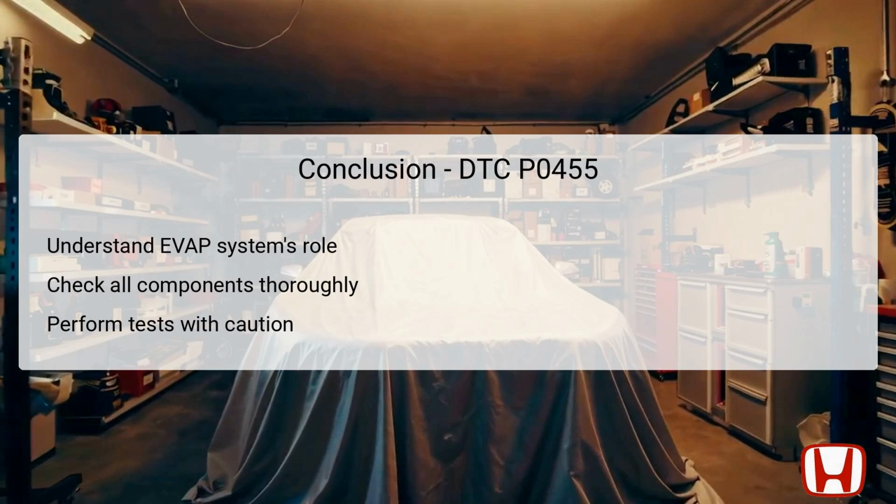In conclusion, understanding the fundamental roles that the EVAP system plays in a Honda Civic is pivotal in diagnosing and troubleshooting DTC P0455. Each component must be checked thoroughly, from the fuel fill cap to the vapor recirculation tube, to determine points of failure. Additionally, exercising caution while performing tests is essential to avoid damaging sensitive sensors or components. Addressing leaks or malfunctions proactively enhances the performance longevity of the vehicle. Overall, timely and accurate diagnosis, along with regular maintenance, can help keep your Honda Civic running efficiently while adhering to environmental standards.